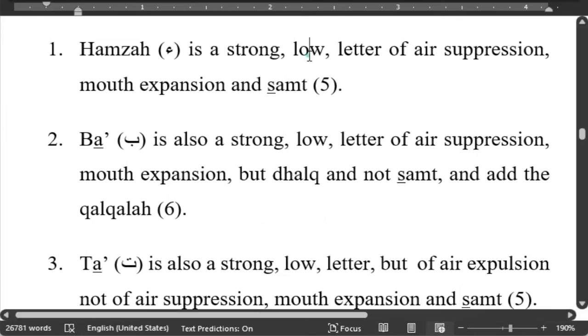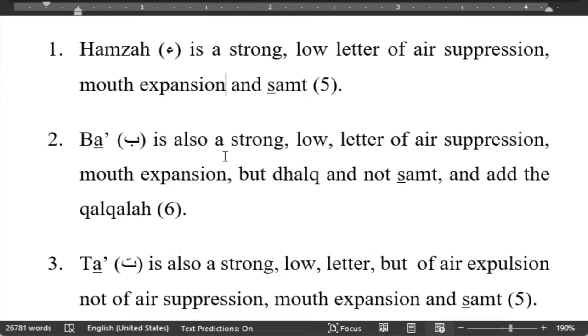Being a low letter means the tongue is low. So when you say Hamzah, your tongue is depressed, low. It is a strong, low letter of air suppression, so it stops the air. Mouth expansion, because your tongue is not sticking to the top of your mouth. Like when you say sawd and bod and ba, you don't have a mouth expansion there. Really, it's like your mouth is closing in. Bod, sawd, ba. But other letters that don't have that, it's like your mouth is wider. Ah, ba, ta, mouth expansion.